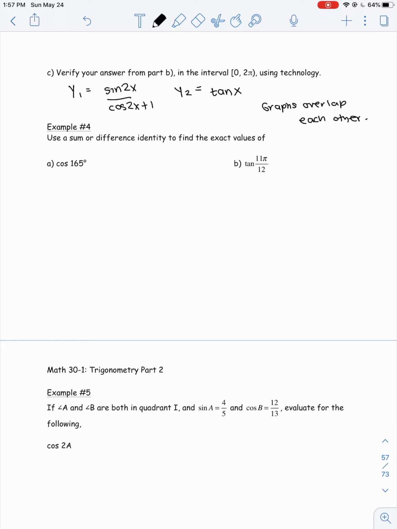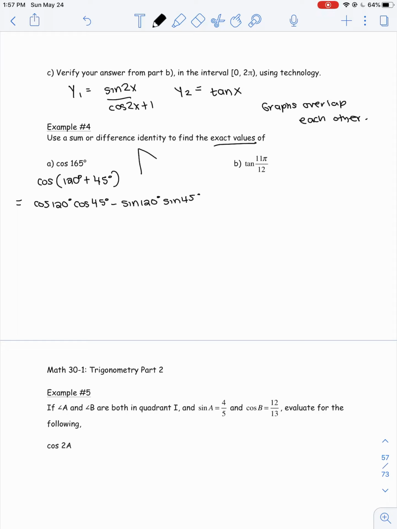Our next one is we can use our sum angles to figure out what 165 is. So we want to replace 165 with angles that we can find exact values for. So for example, cos 165, we can actually write it as 120 degrees plus 45 degrees, because 120 plus 45 is still equal to 165. And then we can use our identities above to write it as cos A times cos B, subtract sine A times sine B.